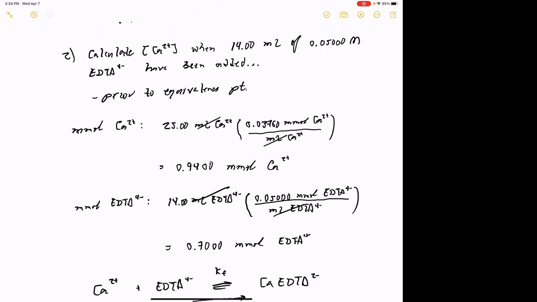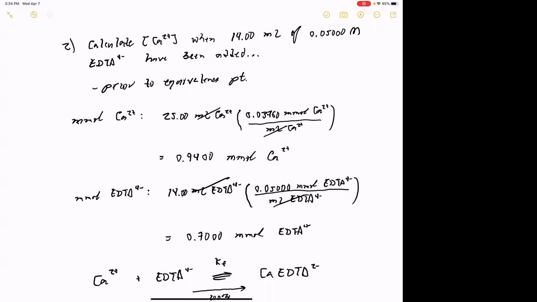What I want to do is figure out how many millimoles of each thing I've got in solution initially. I can do that because in both cases I've got a volume and a molarity. Remember, volume times molarity gives me moles, or in this case, millimoles. So I can get my millimoles of calcium, because that's what I started with. That number doesn't change, but what is changing is the volume of EDTA that I use.